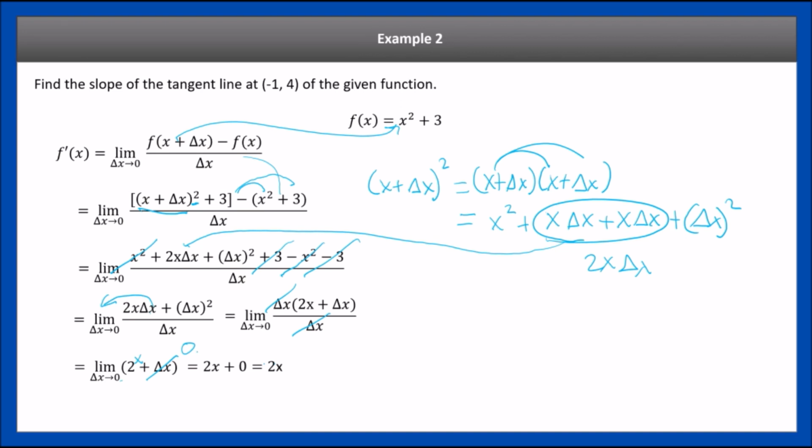So the derivative actually changes, right? If I plug in x as a number, that slope is going to change. So let's go ahead and plug in, let's get rid of this.